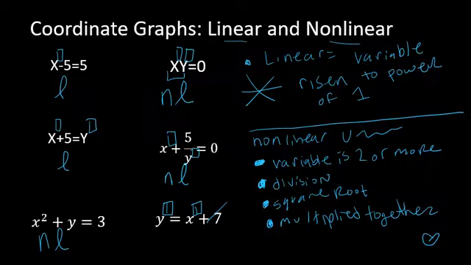Let's see if there's like a secret membership that we don't know about. Variable is 2 or more? No, it's just 1. There's no division, so we can count that out. There's no square root. It doesn't look like I'm going to mess with square root in the future. X and y is not being multiplied together. They're separate beings. They're like divided or separated by that equality symbol. So yeah, it looks like this is in fact linear. It is not the nonlinear side.